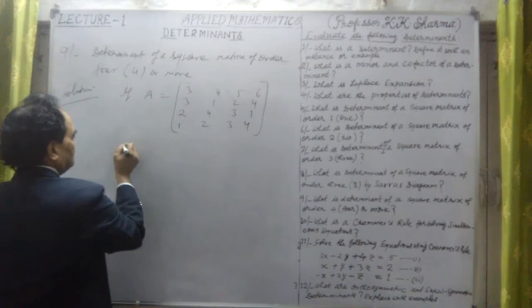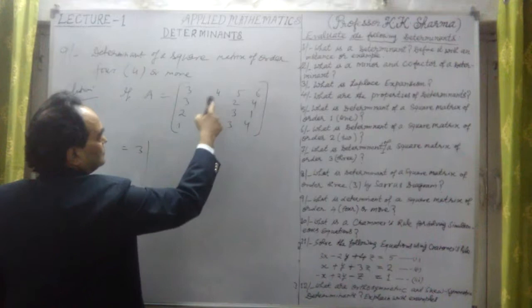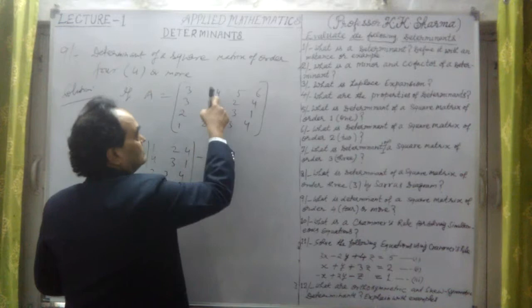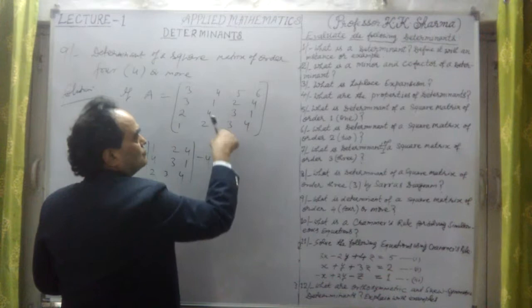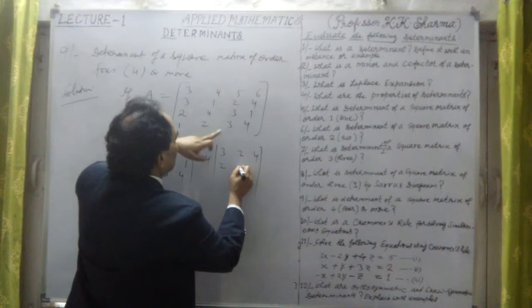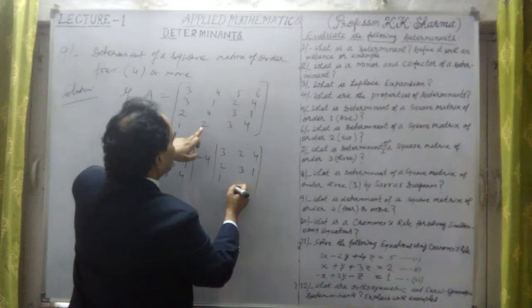First is 3 into this, the whole determinant is written down: 1, 2, 4; 4, 3, 1; 2, 3, 4. Second is a minus sign, because 4 is lying in the first row and second column. So 4 into the cofactor of this. That cofactor is 3, 2, 4; 3, 1, 2; and 1, 3, 4.